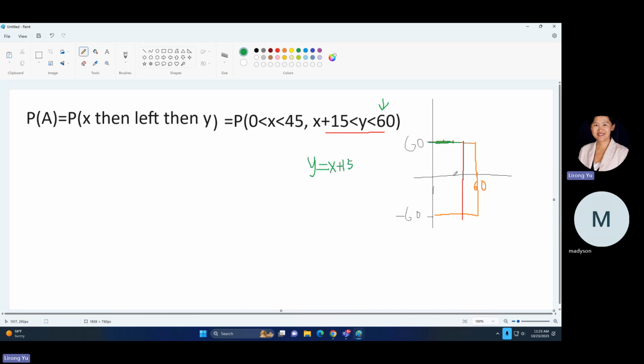So you're going to try to figure out where that line is. The 15 is 1/4 of 60, so we're going to quarter this. This is 15, and that's the y-intercept. And then at 45 here, this is already 45. The slope is 1, so we connect these two points. And then what we are supposed to calculate is this integration region.